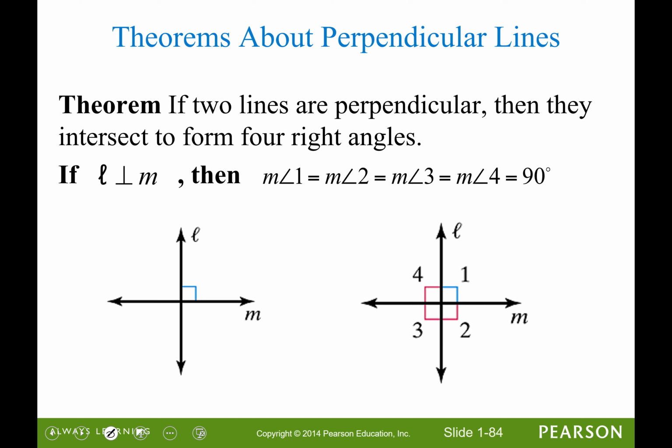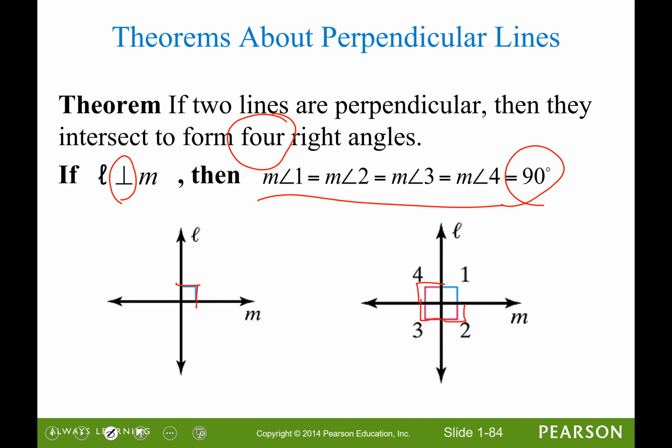All right, another theorem that we can use for that justification or reasons column are theorems about perpendicular lines. This first one is, if two lines are perpendicular, then they intersect to form 4 right angles. So the theorem says that if line L is perpendicular to line M, so if this geometric code exists, then look, you can add all of these, this one here, and this one here. All 4 of those angles would equal 90 degrees.